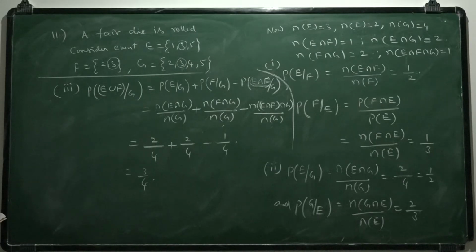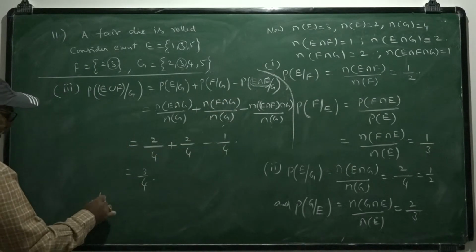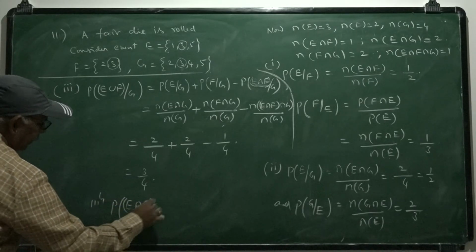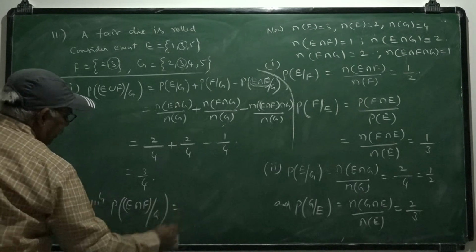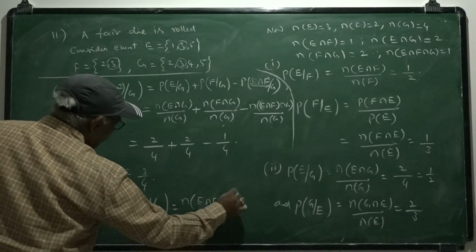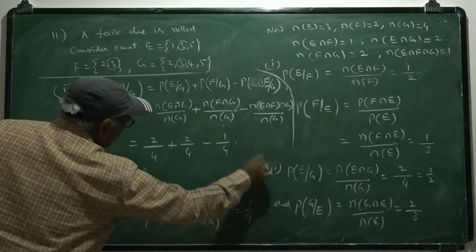Similarly, you can find the probability of E intersection F given G, that is 1 by 4. Clearly this is 1 by 4. Similarly, probability of E intersection F given G is n of E intersection F intersection G by n of G, 1 by 4.